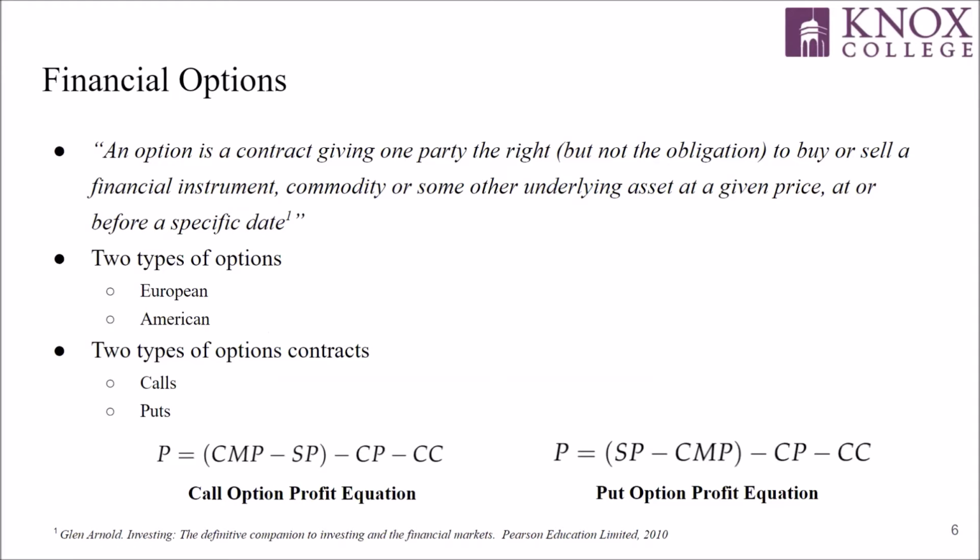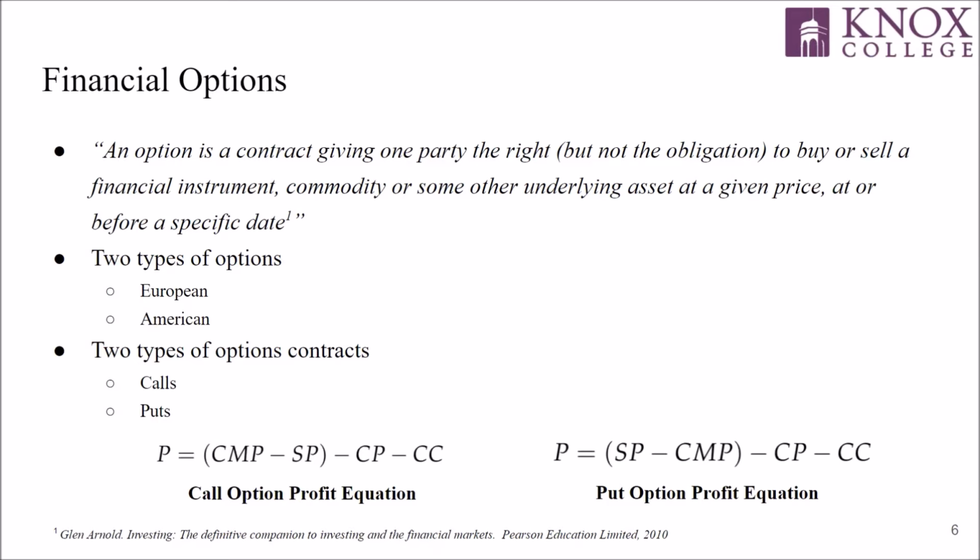The main difference between these two option types is when you can execute the option. In a European option, you can only execute it on that specific date that we talked about in the definition. Whereas an American option can actually be executed any time between when you purchase it and that specific date that's mentioned in the option contract.